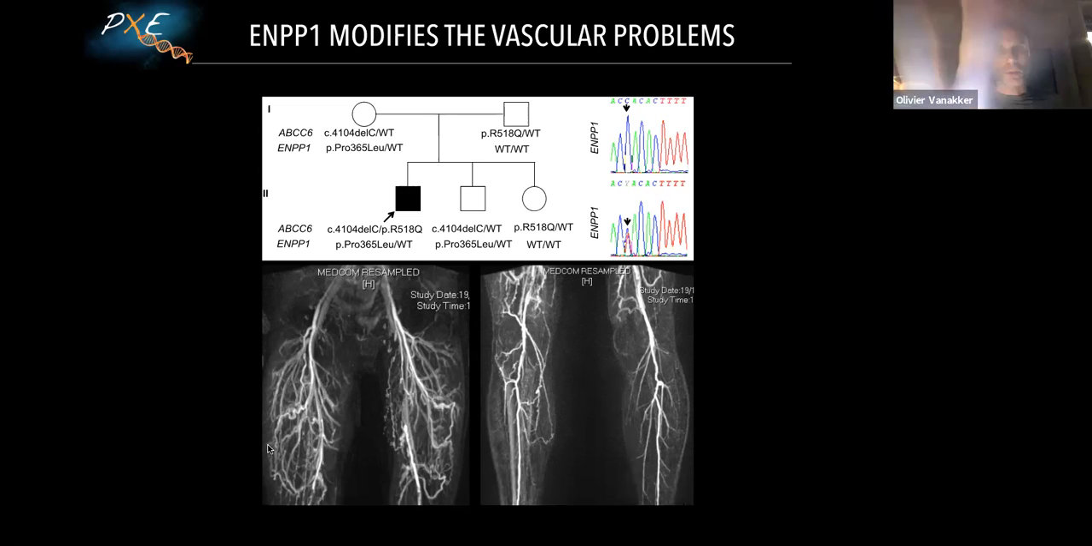If I would see that image and not know the patient or the pedigree, I would just say this is an 80-year-old patient. Extremely severe with severe artery disease, which is not on such short-term PXE, but he was found to carry also a genetic defect in the ENPP1 gene. And that ENPP1 gene is aggravating his vascular disease and made it so extreme, so rapidly progressive. So ENPP1 is really a very strong modifier of vascular problems in, for example, PXE.